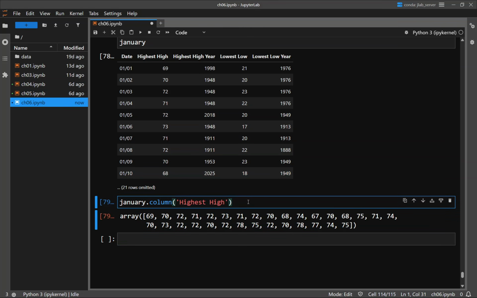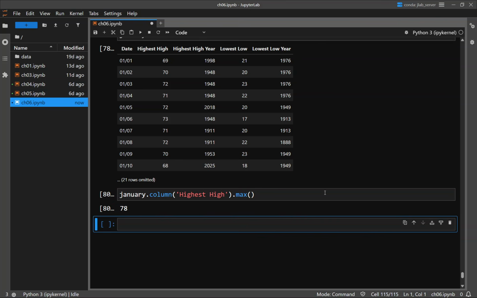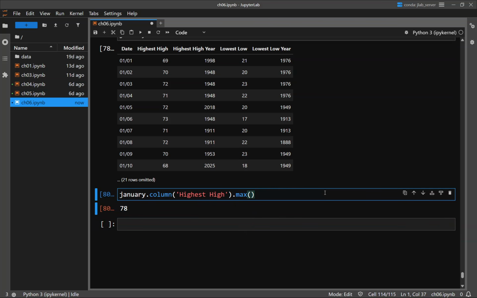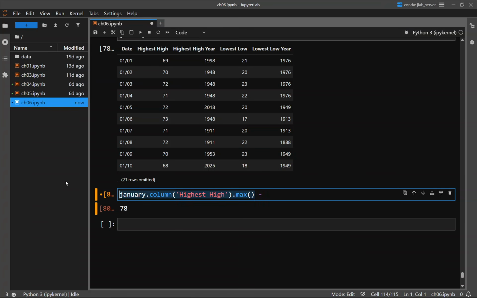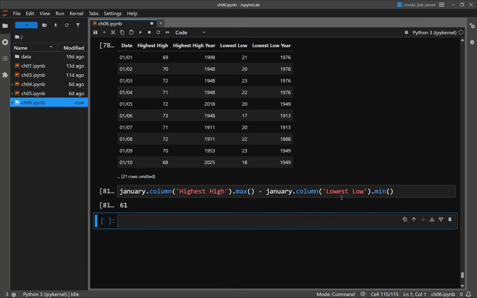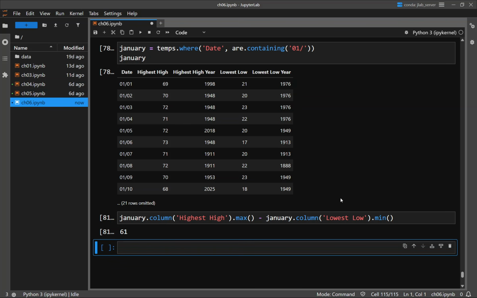And then I can't remember. I know you can do a max function, but I can't remember if there's a dot max. Let's see. Nice, there is. Cool. So that works too. Like give me that and then give me the lowest low. Yeah, you could do like a sort and get the first thing. Is that what you did? Yeah. That totally works too. So it looks like there's a 61-degree difference between the highest high and lowest low in January.